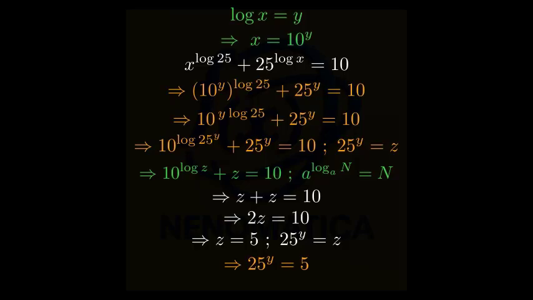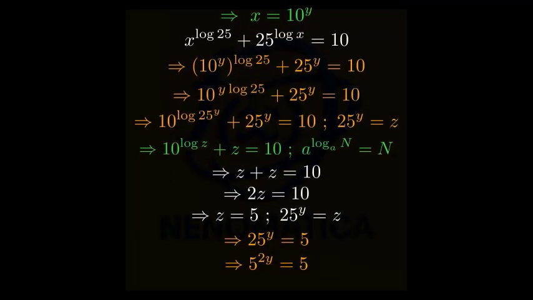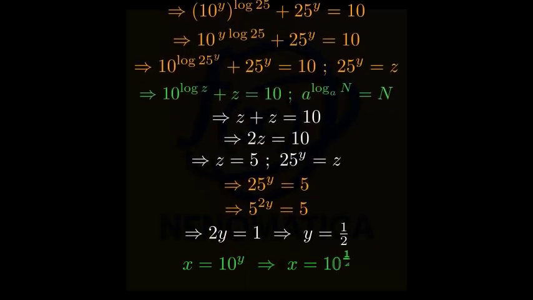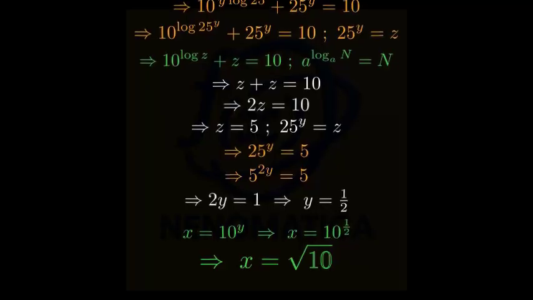Step 7. Rewrite 25 as 5 squared and equate exponents. That is 5 to the 2y equals 5. Hence 2y equals 1, and y equals 1/2. Final step. Back substitute to find x. X equals 10 to the y. So x equals 10 to the 1/2, which is the square root of 10.